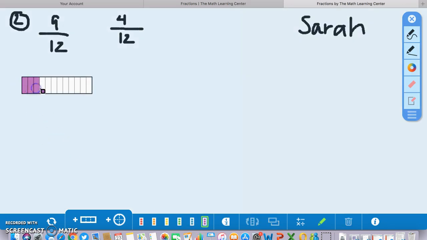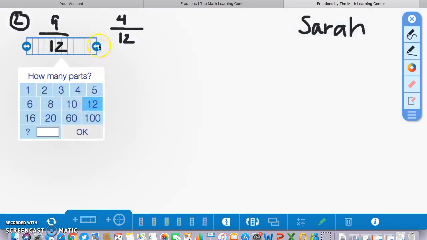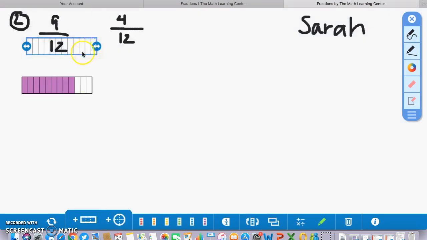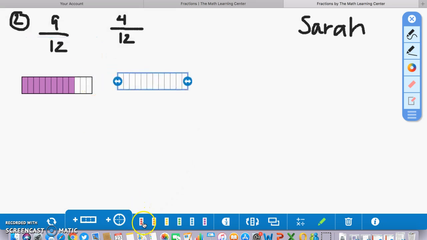1, 2, 3, 4, 5, 6, 7, 8, 9. Then I'm going to grab another 12. I'm going to shade those in. 1, 2, 3, 4. So clearly, as you can see, 9 is bigger than 4 since we can compare the numerators because the denominators are the same.